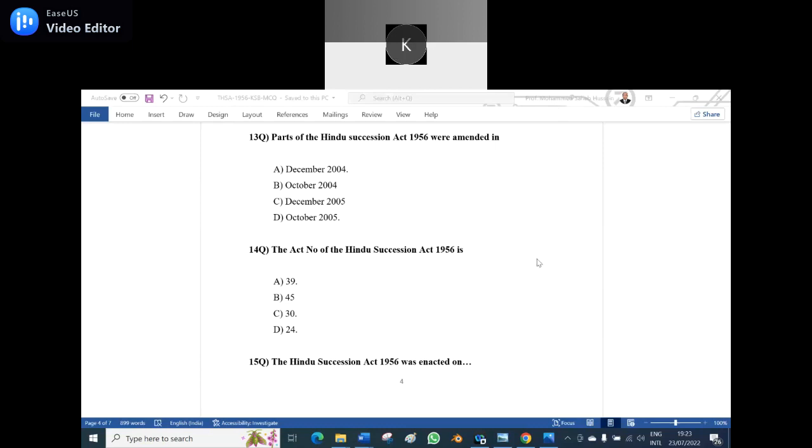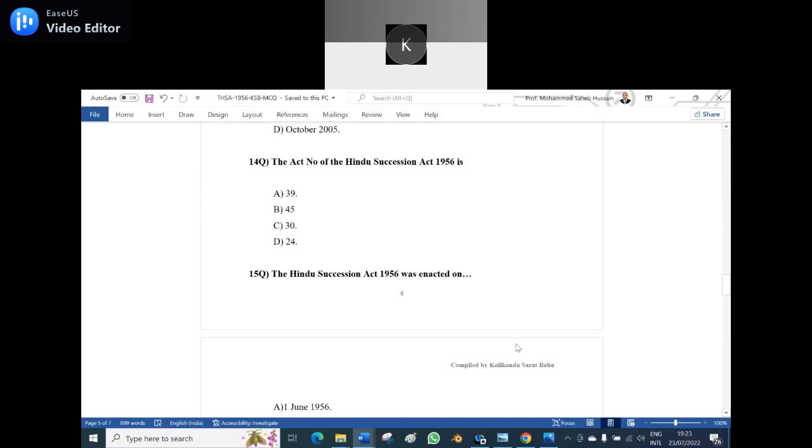December 2004. 14th question. The act number of the Hindu Succession Act 1956 is A 39, B 45, C 30, D 24. Option C is the correct answer, 30. The act number. 15th question.